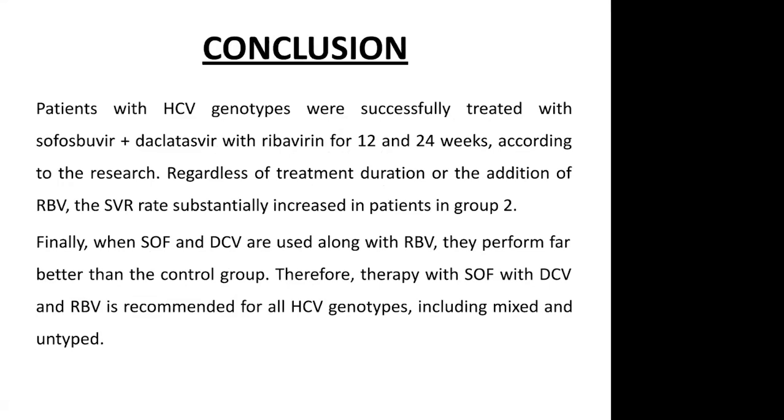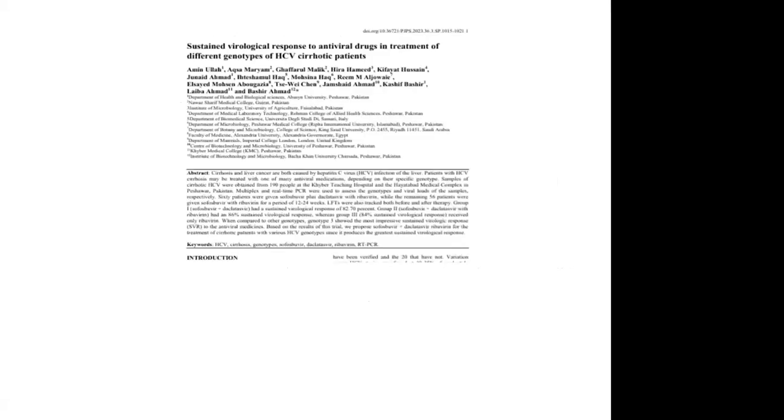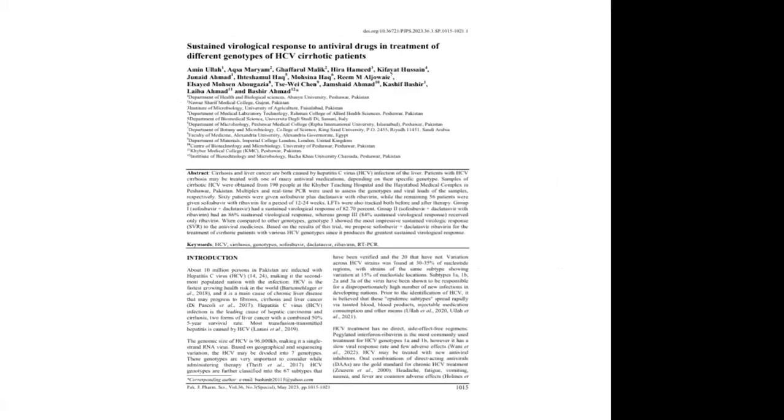Regardless of the treatment duration or the addition of ribavirin, the SVR rate substantially increased in patients in group 2. So finally, when sofosbuvir and declatacey are used along with ribavirin, they perform far better than the control group. Therefore, therapy with sofosbuvir with declatacey along with ribavirin is more effective for treating the patients with HCV, regardless of their genotype. But the most response was there in the HCV genotype 3 patients.